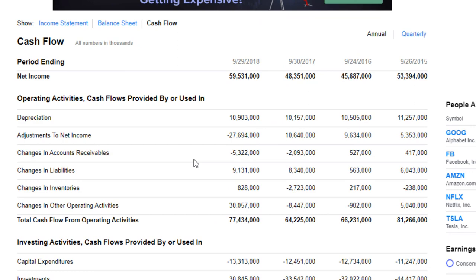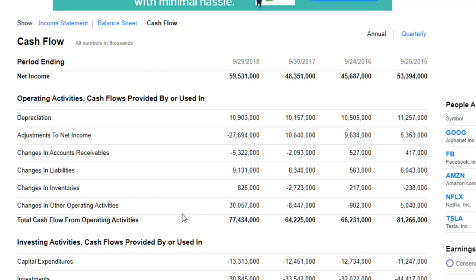From there, when we have net income, we have some adjustments to the cash flow. In the operating activities, the activities that Apple does to operate as a company, we have depreciation, which equals almost $11 billion. If we have a positive number, that adds to the net income. If it's a negative number, then it deducts from the number that we added up from the income. Then we have adjustments to the net income, which include amortization and all different sorts of stuff, and this number for Apple was $27 billion.